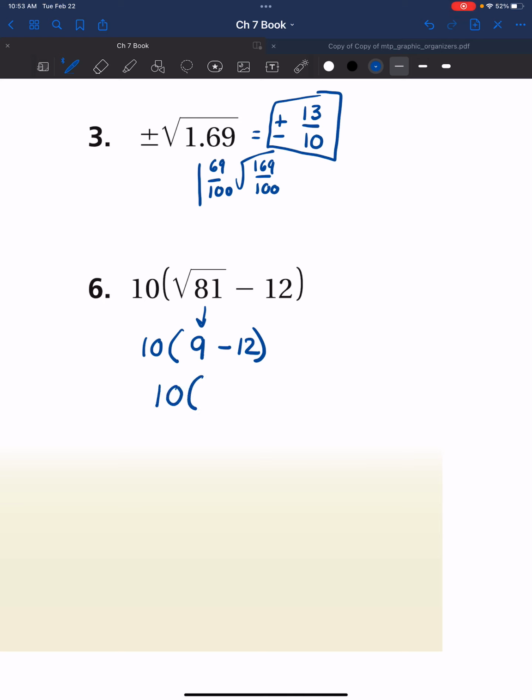It's 9. What does 9 take away 12? Subtract first. Signs are different, so we subtract. So it's negative 3. Now I've got 10 times negative 3. Positive, isn't it? Because 10's bigger.